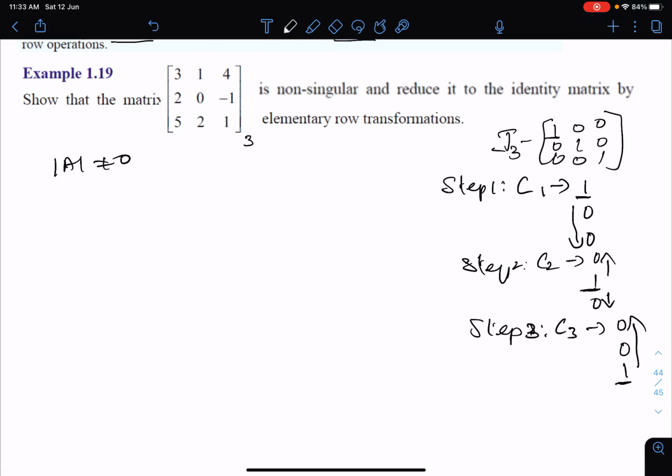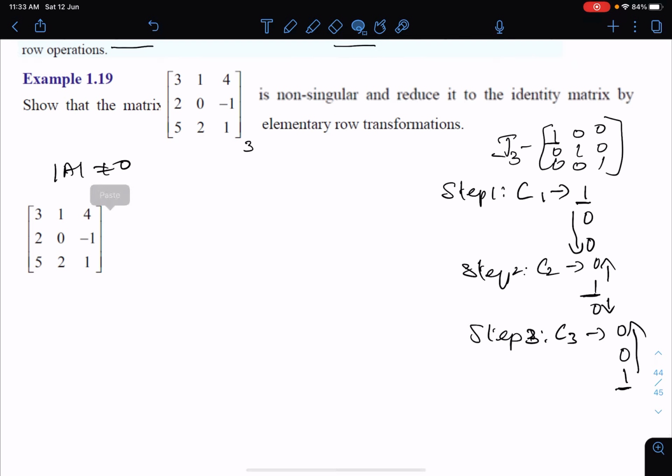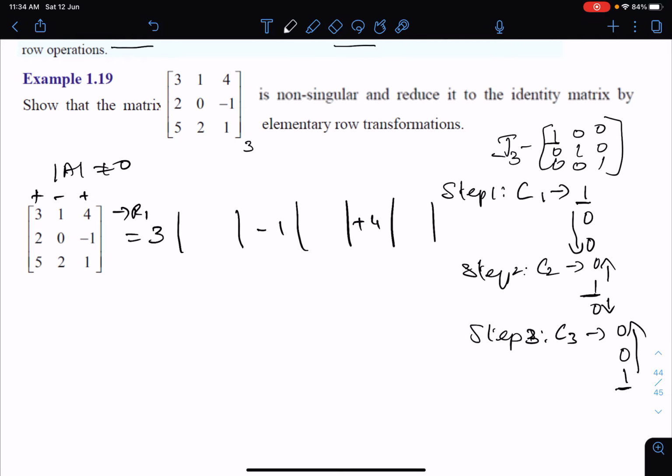Now first we will take our A. This is our A, isn't it? We'll copy it and place it here. Now you're going to find out determinant A. For that you're going to expand it through row 1 with signs plus, minus and plus. So this is going to be 3 into our first minor, minus 1 into our second minor, and plus 4 into our third minor.